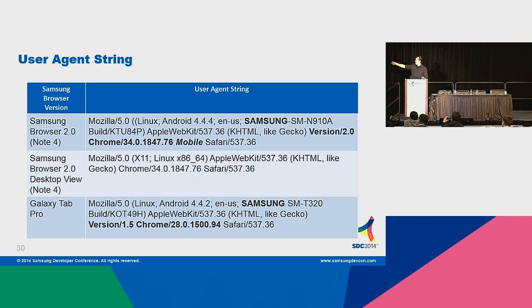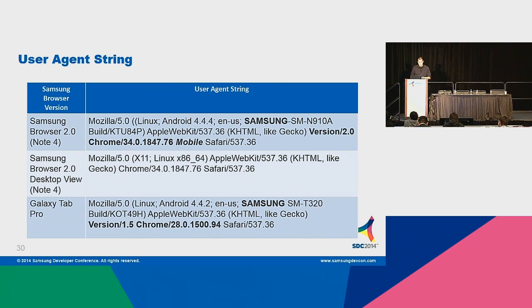And then this is the version number of the Samsung browser. Chrome 34 stands for the engine version that's inside the Samsung browser. And mobile indicates that it is coming from essentially a non-tablet device. So on the last row, you're seeing a request coming from the Galaxy Tab Pro, from the Samsung browser, that doesn't have the mobile keyword in it. So that's how you know to serve essentially for a larger screen size.